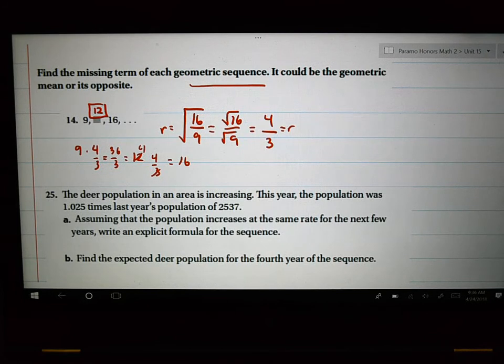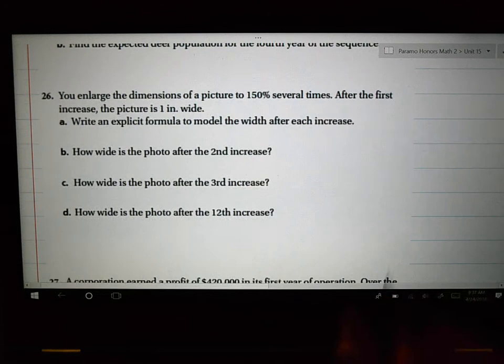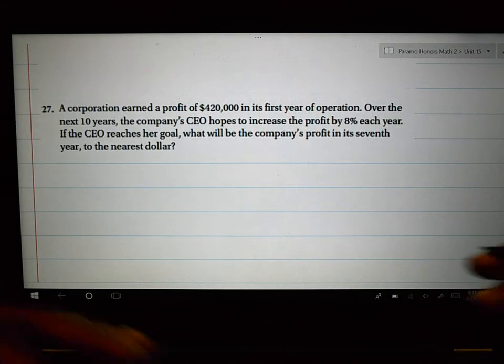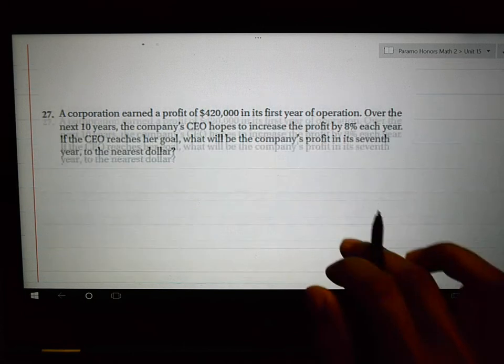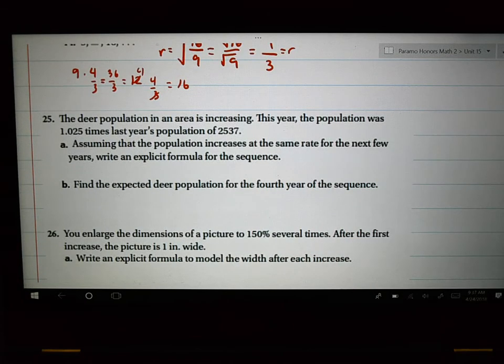The last examples that I have for you, I'm not going to do all of them, but I wanted to highlight problems that I did. When I was working on the homework, I go, oh, I got to talk about this on 25. Oh, I got to talk about this on 26. Oh, let's do 27 together because it deals with my favorite topic, money. Money, money, money.